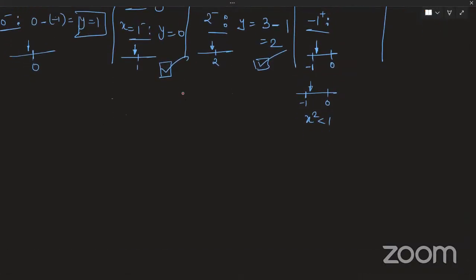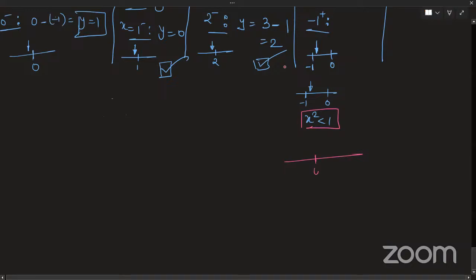So, according to me, it is lesser than 1. And I will tell you why. Do you all agree that x square is symmetric? Yes, sir. x square is symmetric about x is equal to 0. Okay. So, if I take a number that's just smaller than 1, the square of that number, is it greater than 1 or lesser than 1?